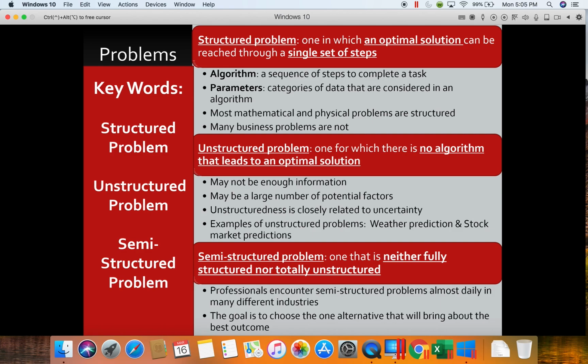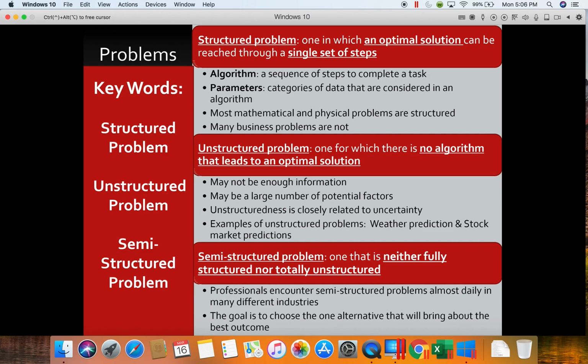Many business problems are not structured problems because there are too many possible scenarios that we could go through. Unstructured problems are ones where there is no algorithm to follow to reach an optimal solution. Either there's not enough information about the factors that might affect the solution, or there are so many possible factors that we cannot figure out an algorithm to guarantee an optimal solution. So an unstructured situation is closely related to uncertainty. They give you some examples in the book, and we'll look at a few of those in a second.